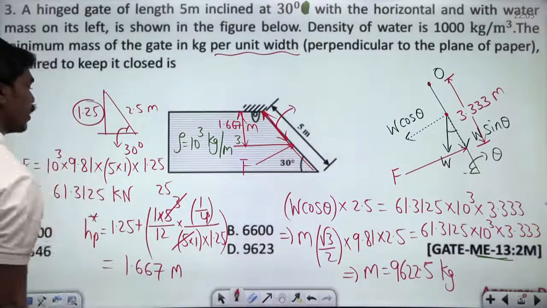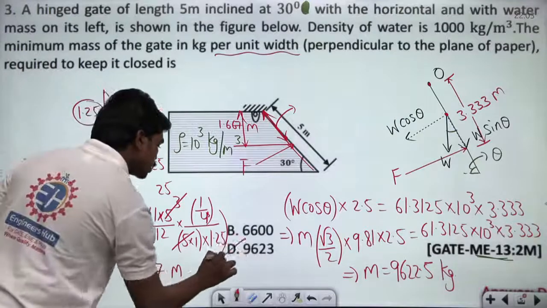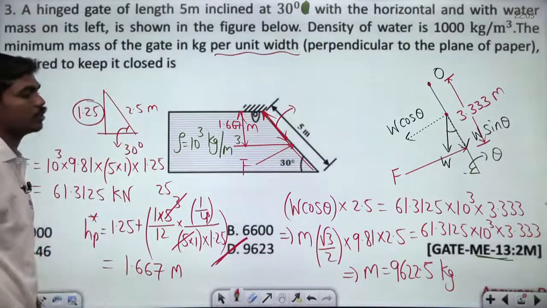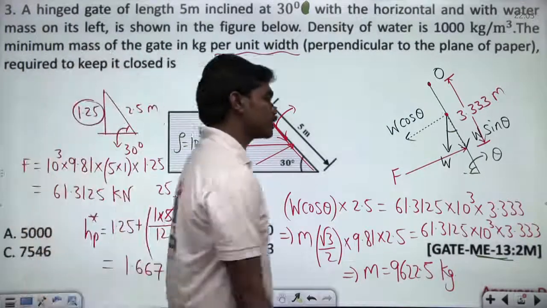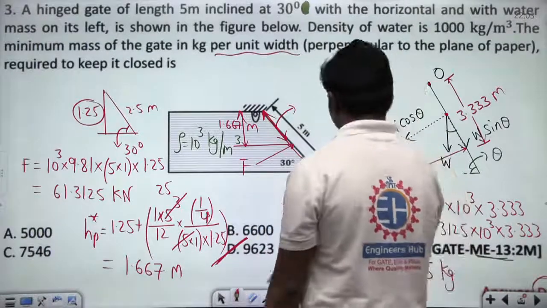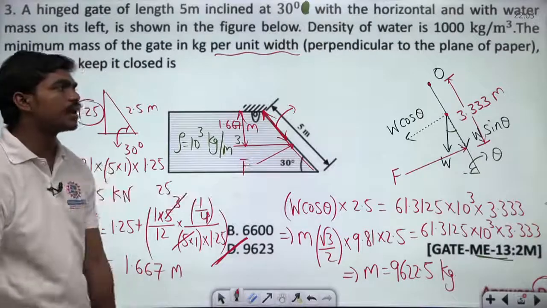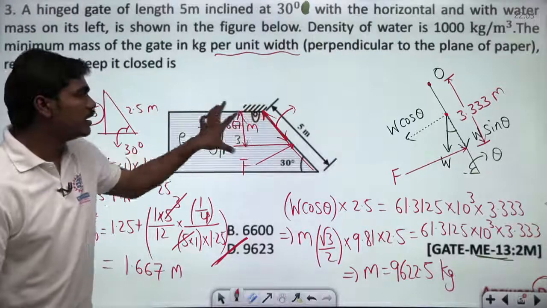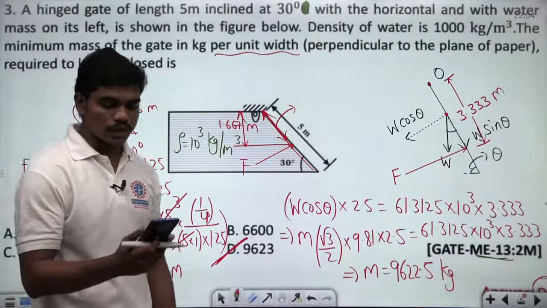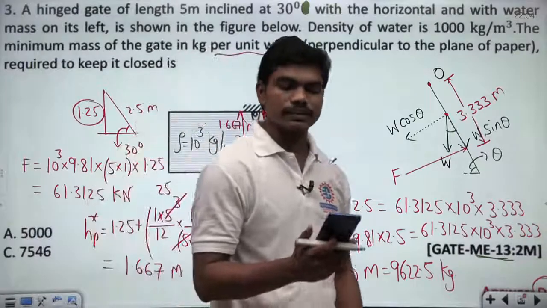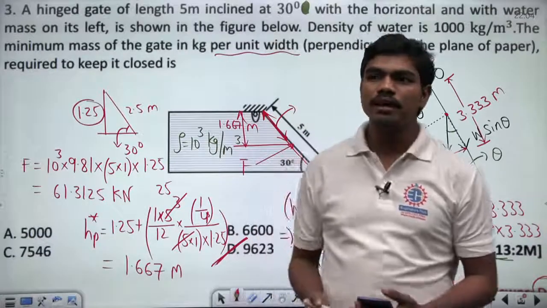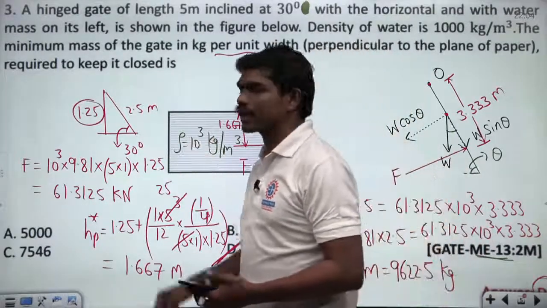So 9622.5, yes, 9623, option D is the correct answer. Officially also the given answer is D. So this 9623 kgs is the mass of the gate per unit width into the tank that should be present to withstand this fluid pressure. So are you all clear with this? It's a simple question again. It's basically a mechanics question, but of course it requires a knowledge of fluid mechanics. Clear?